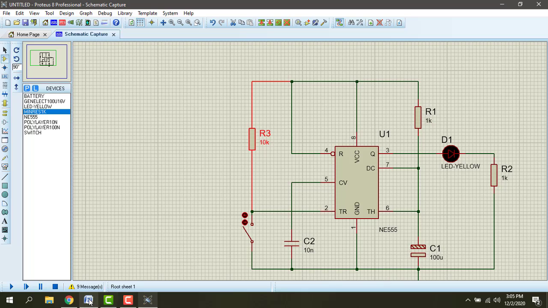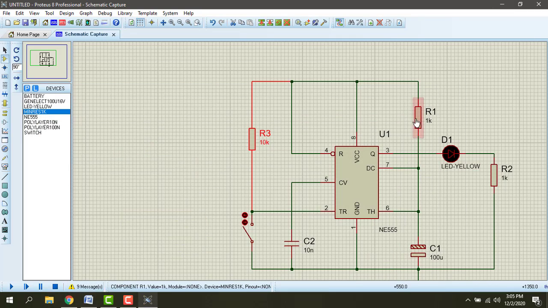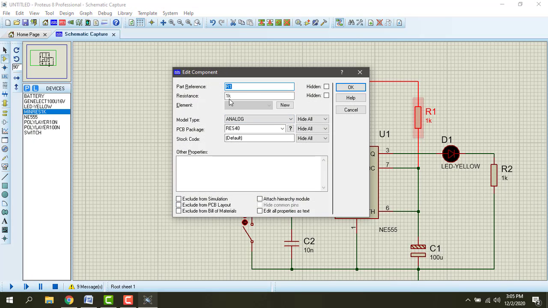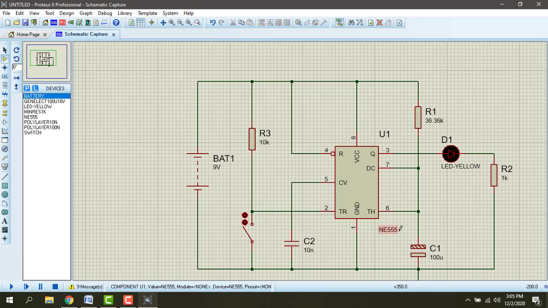And our designed R1 value is how much? R1 value is 36.36 kilo ohm. (36.36 kilo ohms). Capacitance 100 microfarad. Okay, I'm going to connect a battery. So this is the overall circuit diagram of the monostable multivibrator.